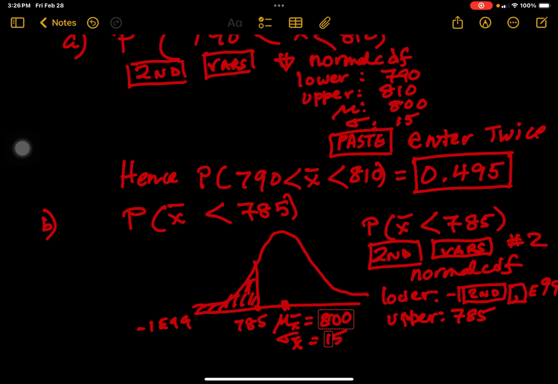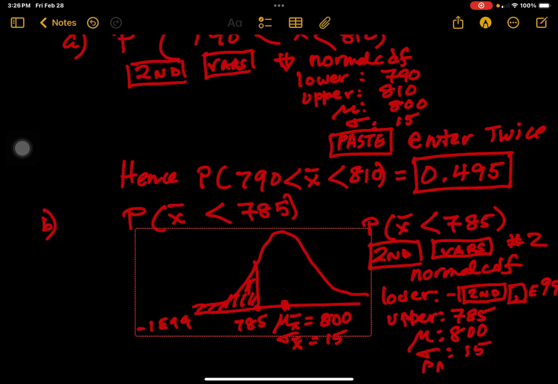My mean and standard deviation do not change from part A. So mean is still 800 and sigma is still 15. And then I go down to Paste and of course enter twice. This is key. Enter twice.